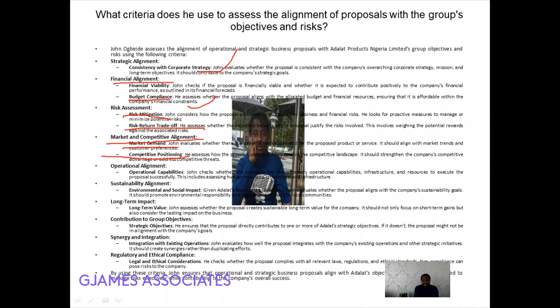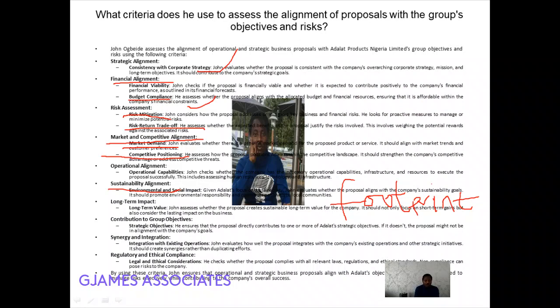Sustainability alignment. When we are talking about sustainability alignment, we are talking about our footprint. The footprint is what the organization does that will impact the environment negatively, and the measurement of it falls under sustainability reporting and sustainability accounting. The long-term value and the impact that this project or proposal is bringing on us must be considered.